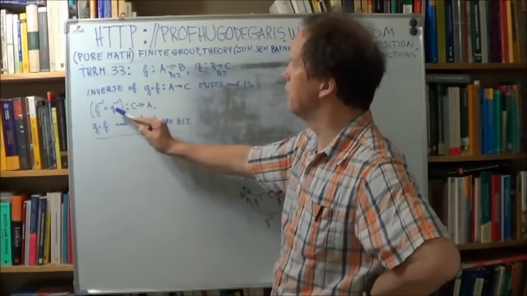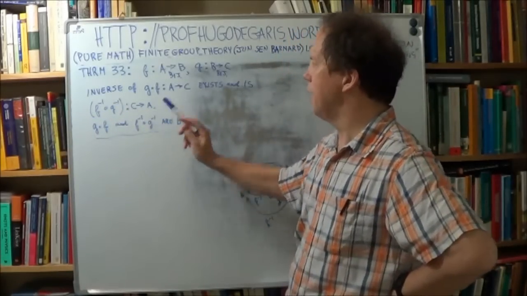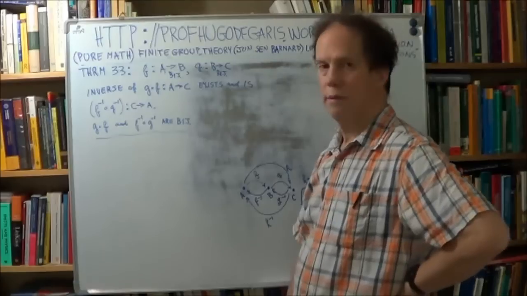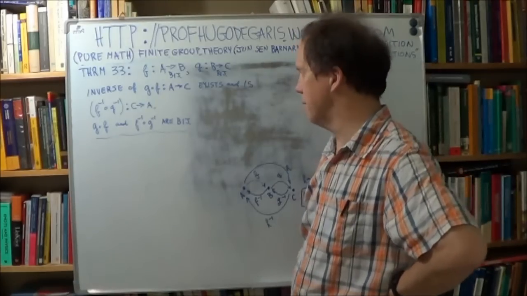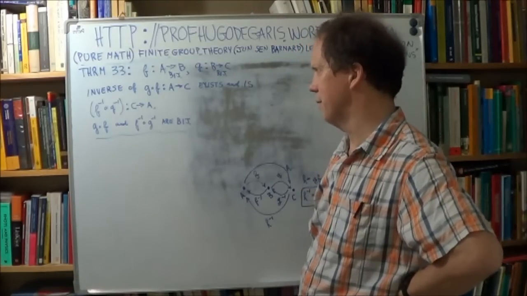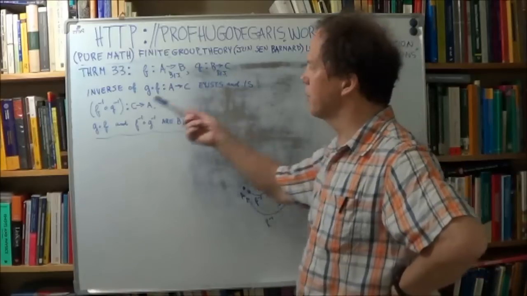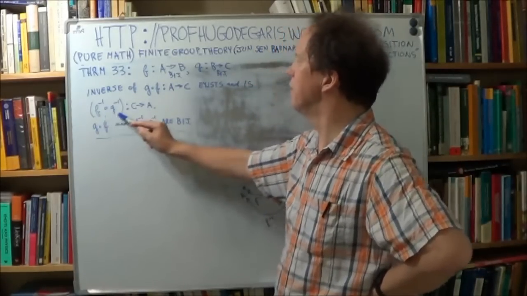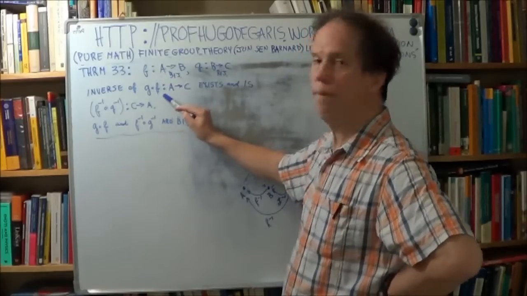So f inverse g inverse, and interestingly, this and this are bijective. Now, I'm wondering which I could present first. I think I'll... So, let's assume we prove that this is the inverse of this. Okay?